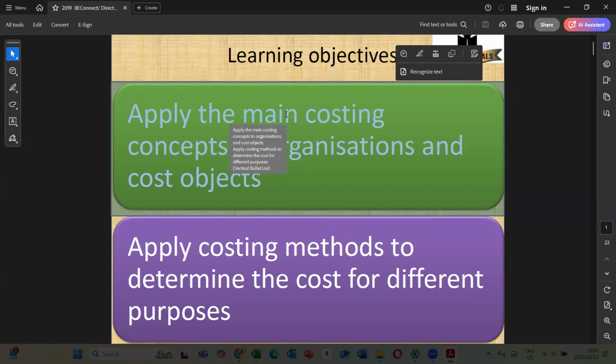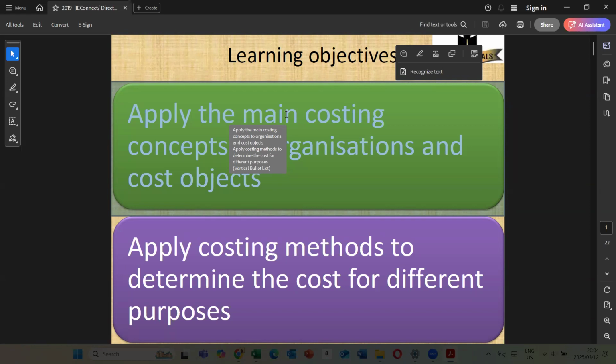When we did absorption costing, we spoke a little bit about the production cost. It does include allocated fixed overheads when we're using absorption costing. Then we also touched on marginal costing, where we said production cost is only made of variable cost.